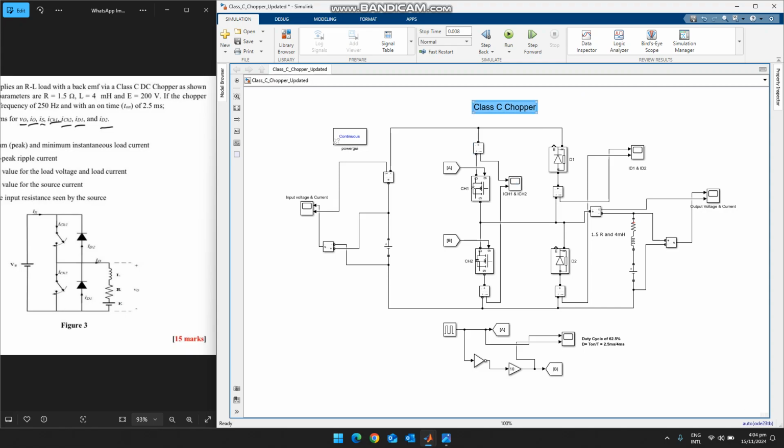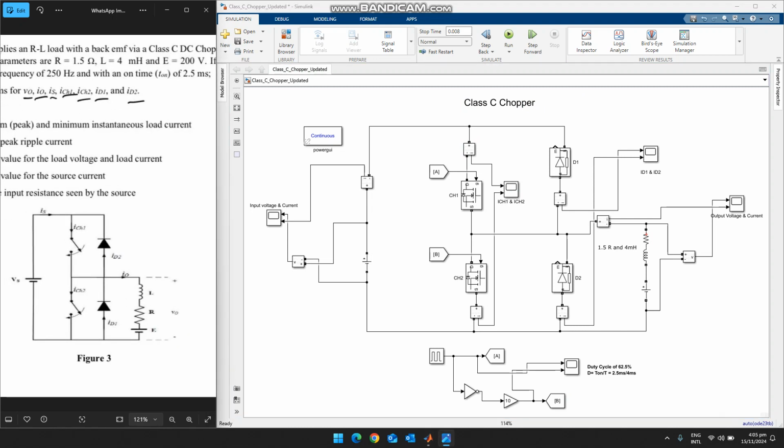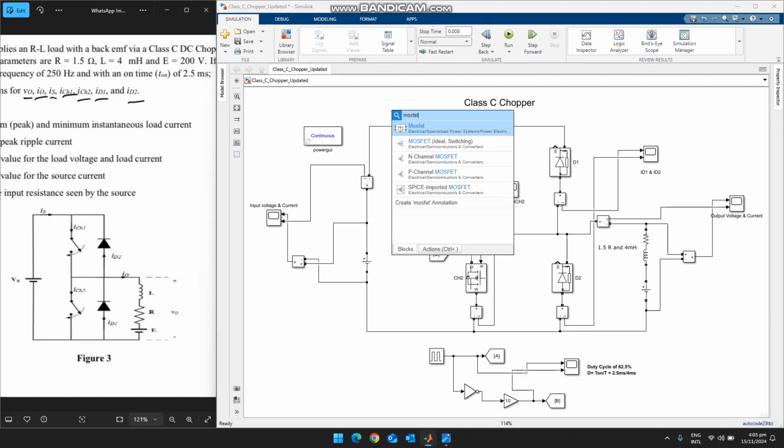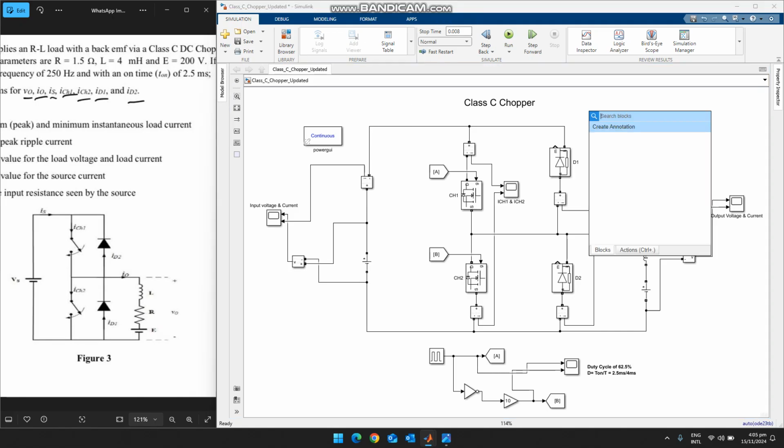Now, I have explained how to calculate the duty ratio. So you have chosen these things. Now let's draw the circuit. This is a MOSFET, this is a MOSFET. You can just write MOSFET and this will open. Similarly you have diodes. You can write diode, and then this will open.